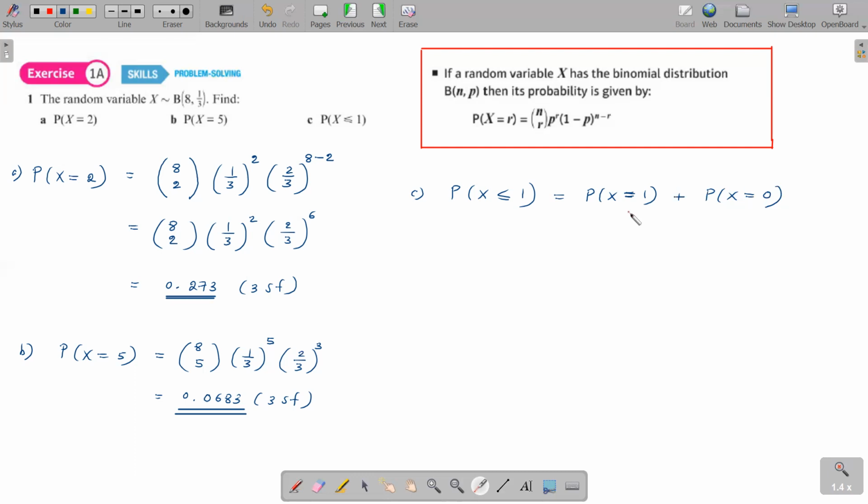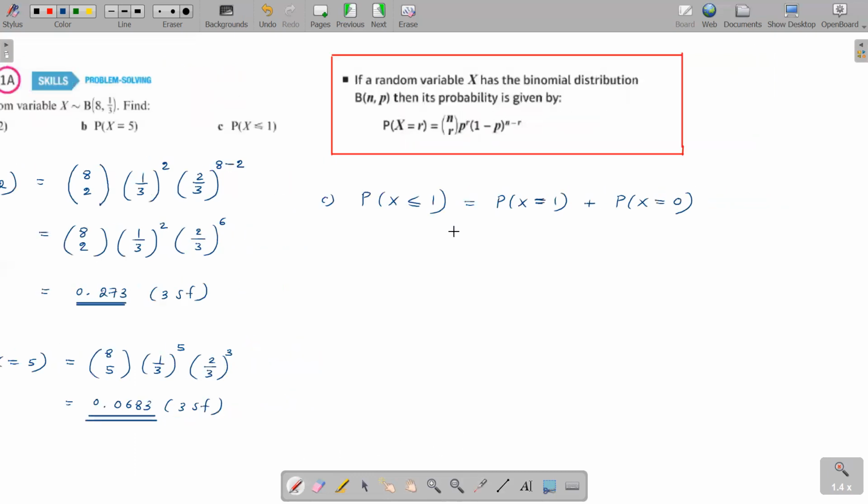Are you with me? So over here, let's use the formula. For x equal 1: 8C1, times p to the power r. p is 1 over 3 to the power r, and r is 1, times 1 minus p. 1 minus 1 over 3 is 2 over 3 to the power n minus r. So that's 8 minus 1, that's 7.